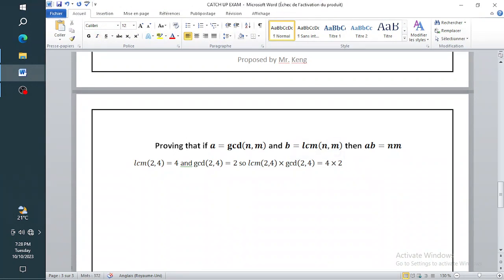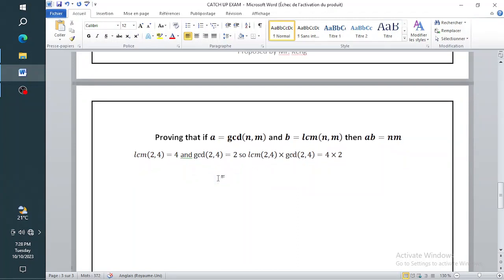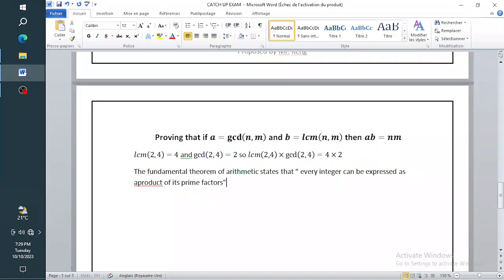But now we have to prove this. So we are going to use the fact that every integer can be expressed as a product of its prime factors. We call that statement the fundamental theorem of arithmetic. So the fundamental theorem of arithmetic states that every integer can be expressed as a product of its prime factors. So that's what the theorem says.